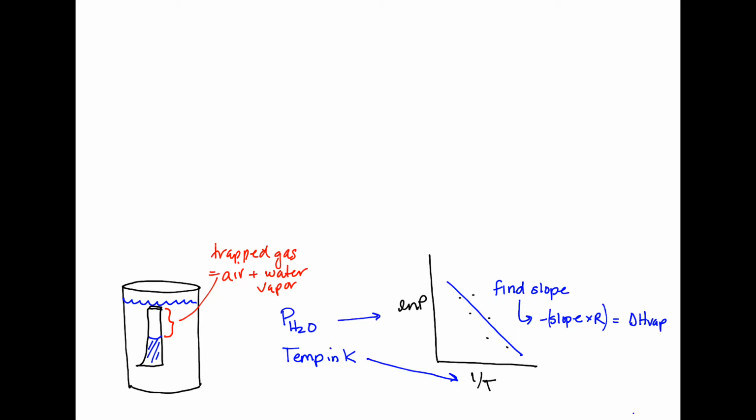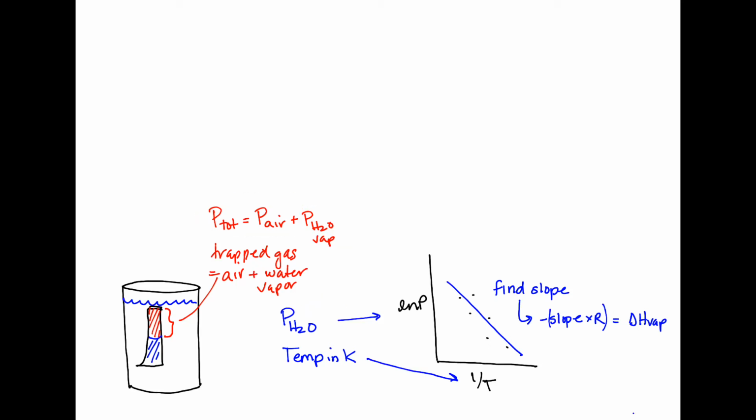is air and the water vapor, which means that even if we could find the pressure of the gas on the inside of here, the total pressure, which is the only thing that we can really measure, is equal to the pressure of the air plus the pressure of the water vapor. And we really only care about one of those.